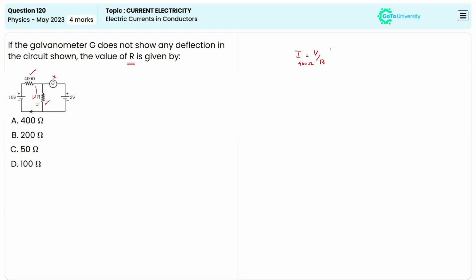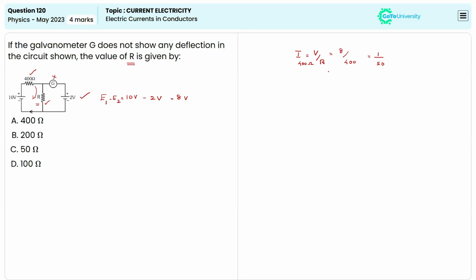So we can write it will be equal to 8 divided by 400, because the voltage from the battery will be equal to 8 volt. Here we have two batteries, right? 10 volt and 2 volt. As I said already in the previous question, the net will be equal to E1 minus E2, so we can write 8 volt. That's why I mentioned 8 here, divided by the resistance 400, which will be equal to 1 divided by 50. So this is the value of the current in the 400 ohm resistor.